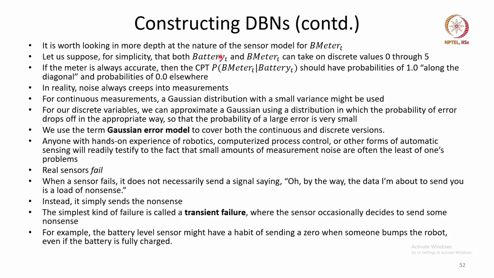Suppose we look at the sensor model for BMeter t, right? Battery t and BMeter t can take on discrete values from 0 through 5. In the CPT, BMeter t given Battery t should have a probability of 1 if the meter is working properly. If it is not working, then the probability will be 0 basically. That is in ideal conditions, but of course there will be some noise also in the measurement.